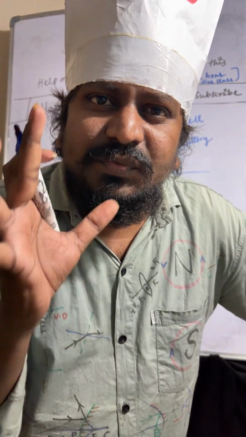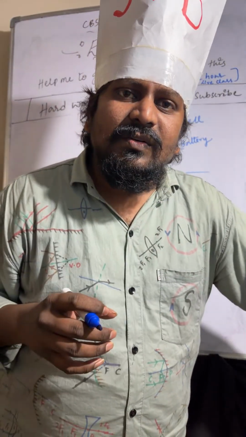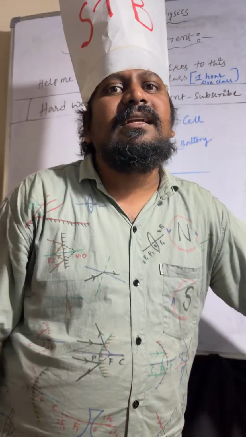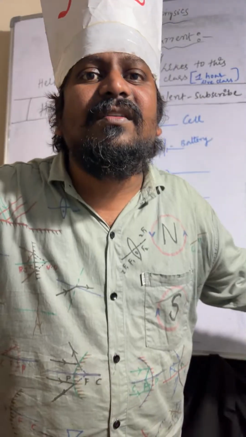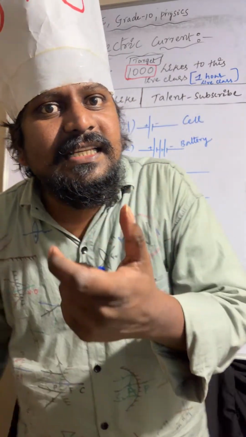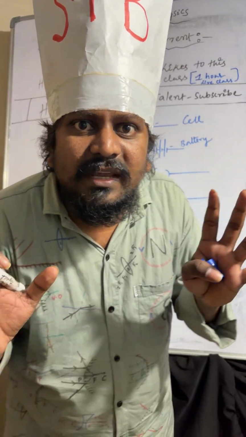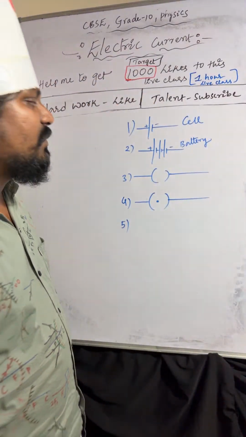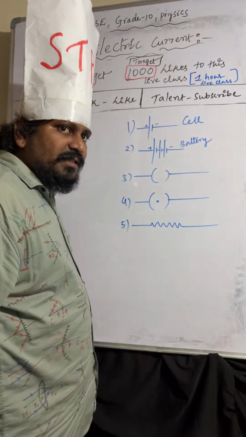Resistor is a device which is used to oppose the electric current in the circuit. Resistance is the phenomenon of opposing the electric current. Resistor, resistance. And ohm, the SI unit of resistance is ohm. Resistor. So you can observe this is the resistor.